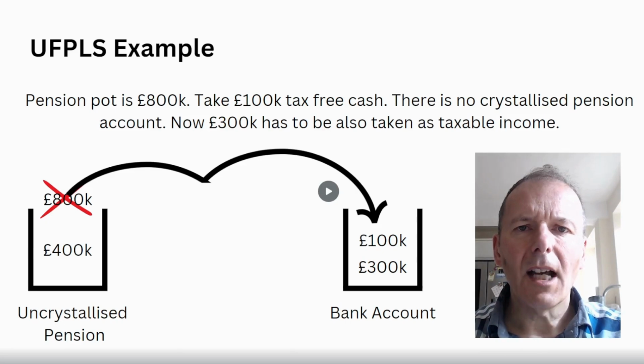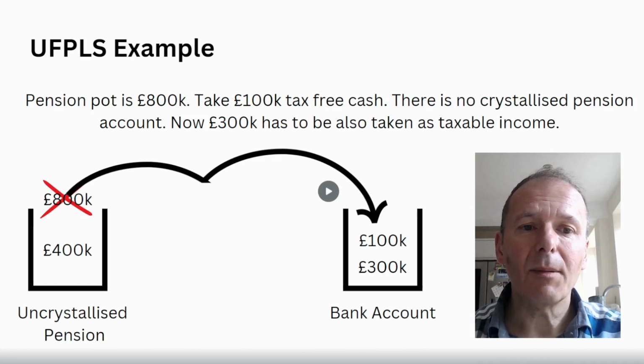Now let's look at a UFPLS example. The pension pot again is 800,000. We take 100,000 tax-free cash. There is no crystallised pension account, so it all just moves across in one transaction. So 300k also has to be taken as taxable income.